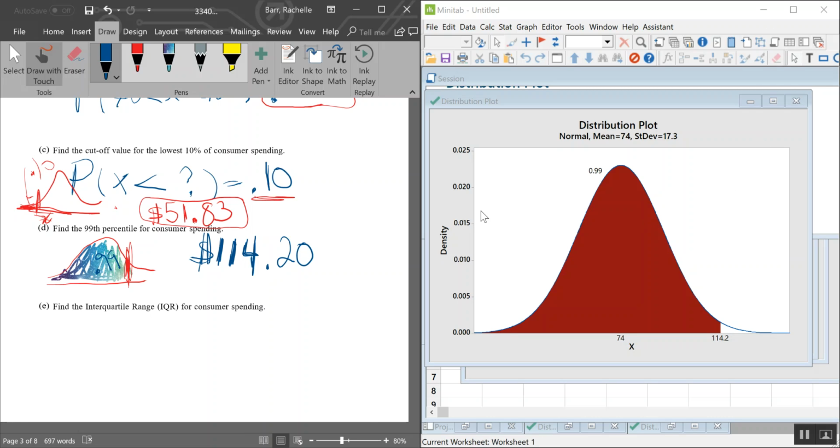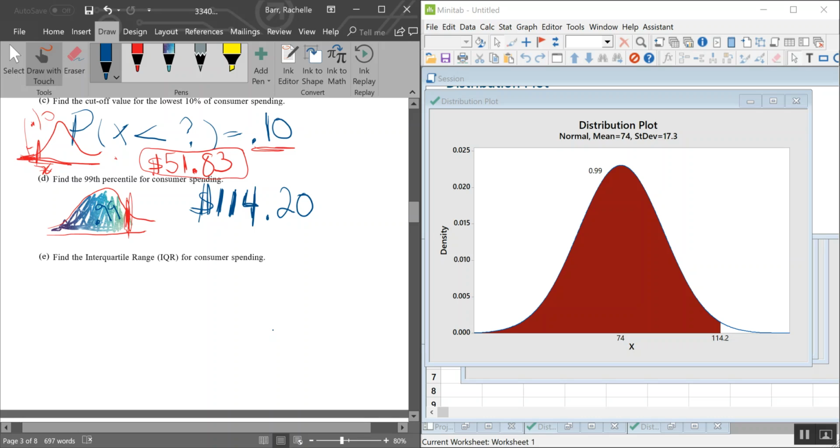Let's do some IQR. There's a couple different ways I could set this up. So I'm going to draw a picture of this first to remind you of some stuff.